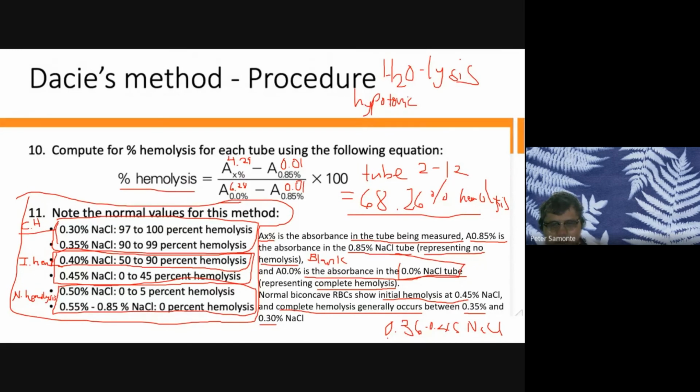While your initial hemolysis, class, would have a value of 0.36 to 0.45 NaCl. So these two. While your no hemolysis would be 0.50 and 0.55 to 0.85 NaCl. Thus, you would have no hemolysis. Understand? Do you want me to repeat?